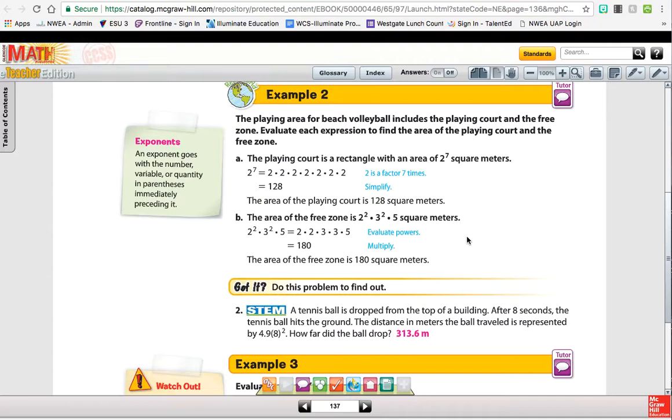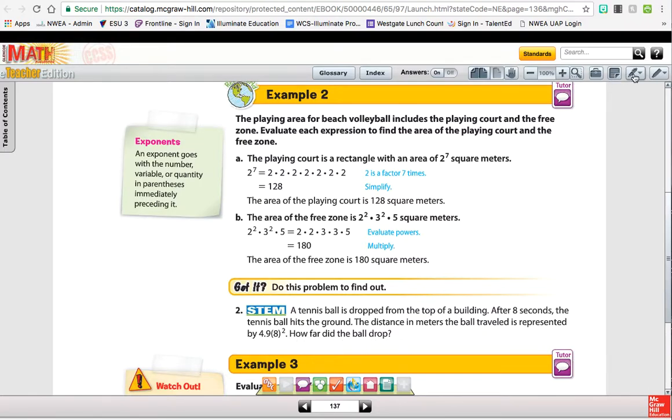For the Got It section, a tennis ball is dropped from the top of a building. After 8 seconds, the tennis ball hits the ground. The distance in meters that the ball traveled is represented by 4.9 times 8 to the second power. How far did the ball drop?